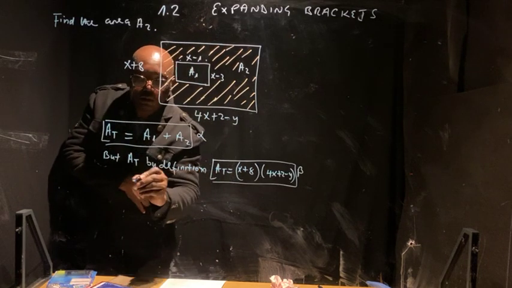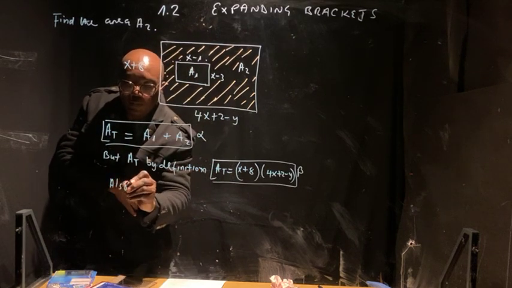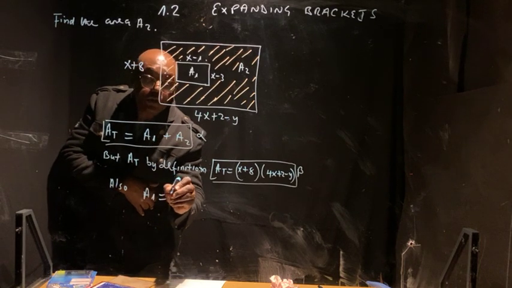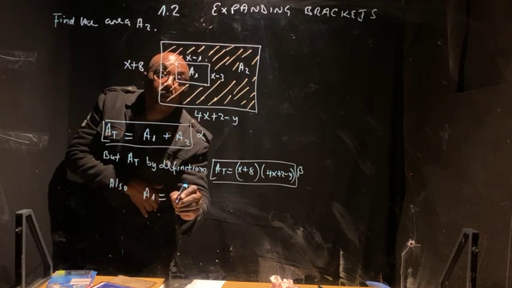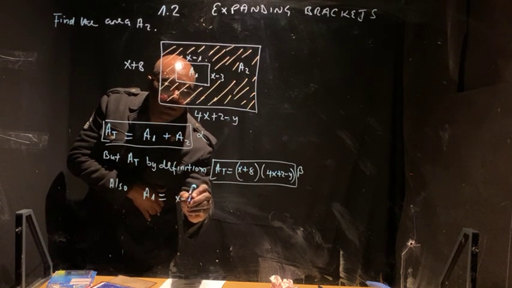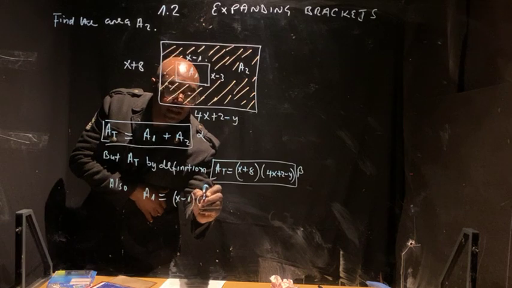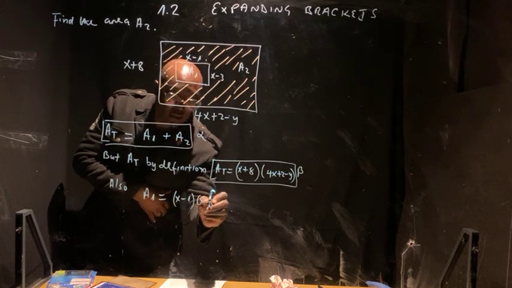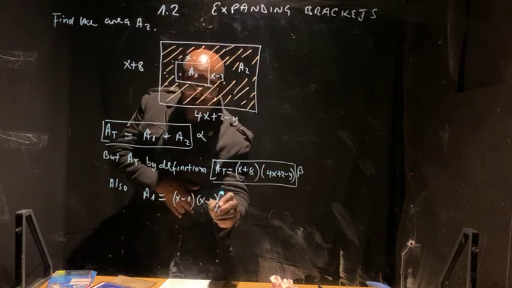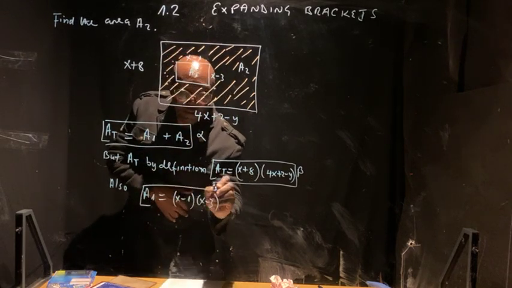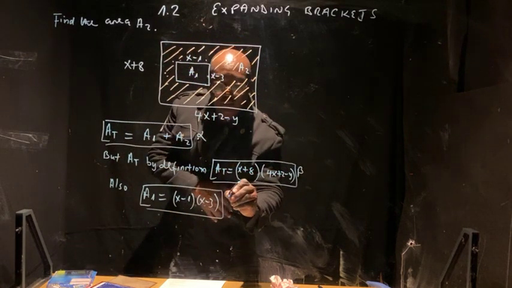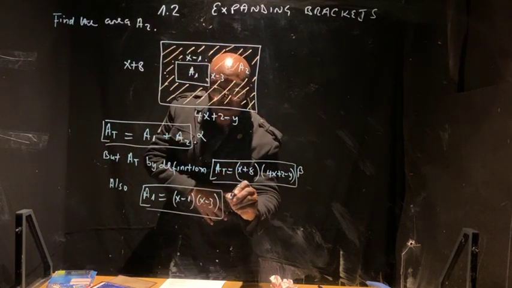Also, the area A1 is equal to length times breadth, which is, let's say, x minus 1 times x minus 3. Good. I'll call this one equation gamma.